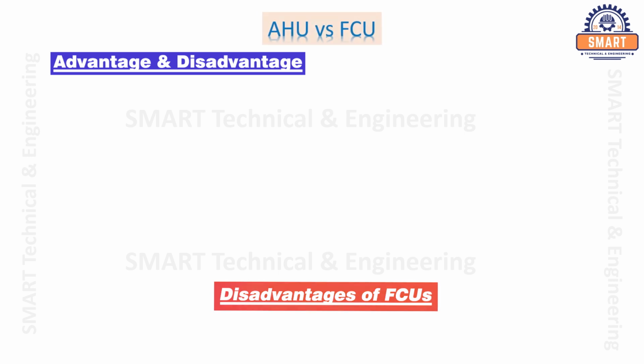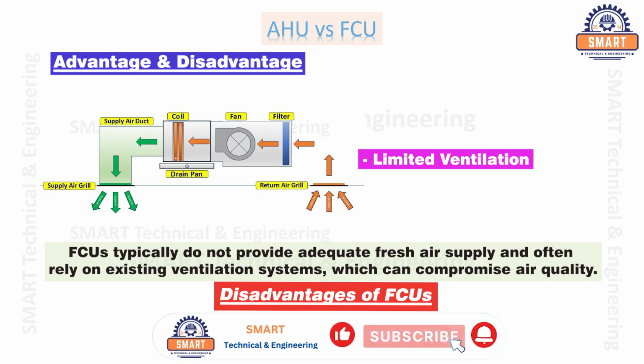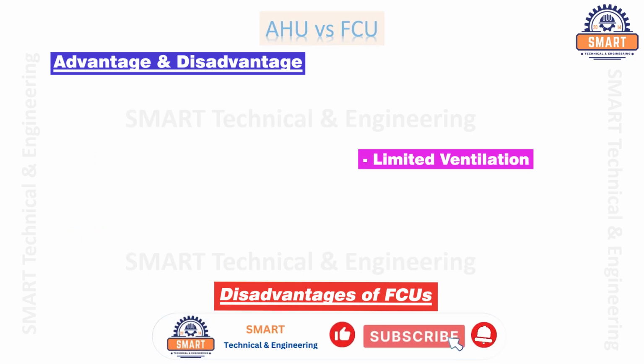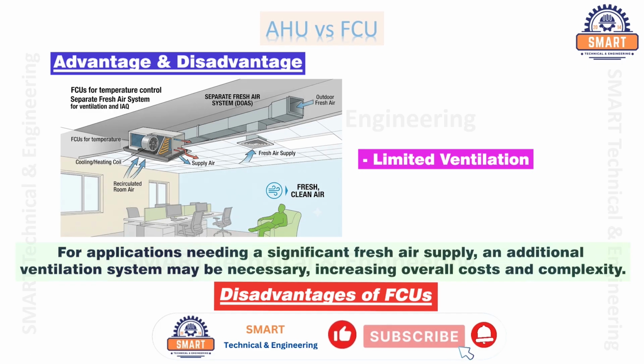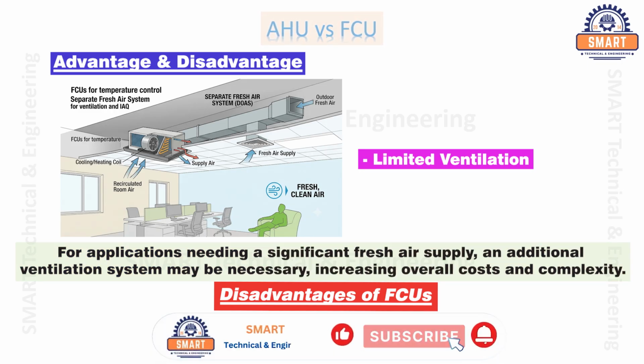Disadvantages of FCUs. Limited ventilation. FCUs typically do not provide adequate fresh air supply and often rely on existing ventilation systems, which can compromise air quality. Requires separate fresh air system for many applications. For applications needing a significant fresh air supply, an additional ventilation system may be necessary, increasing overall costs and complexity.